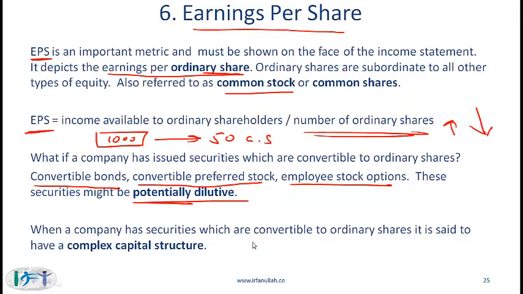When a company has securities which are convertible to ordinary shares, it is said to have a complex capital structure. So if any of these exist, then the company has a complex capital structure. If a company does not have convertible securities, then we say that it has a simple capital structure.